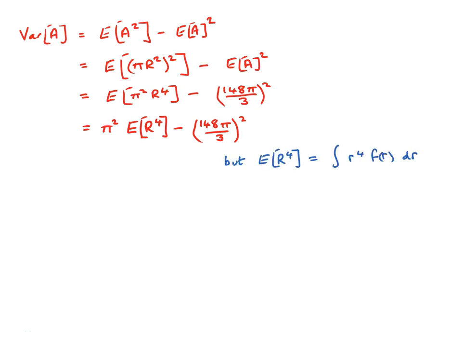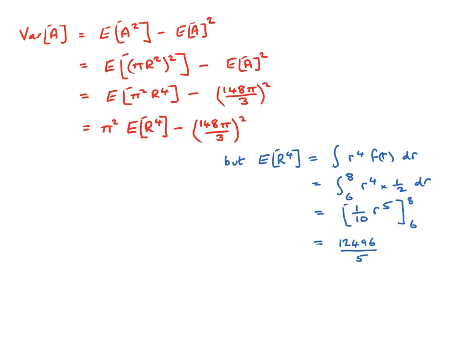Well, the expected value of r to the 4 is just going to be the integral of r to the 4 times the probability density function. So that's the integral between 6 and 8 of r to the 4 times a half. So the integration gives us 1/10 r to the 5. And when we put the limits in, we end up with 12,496 divided by 5.